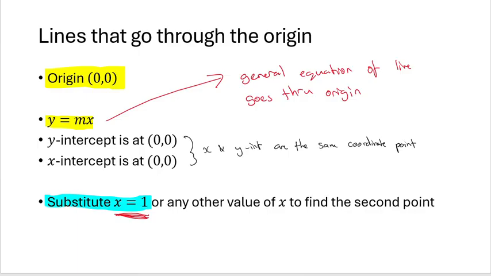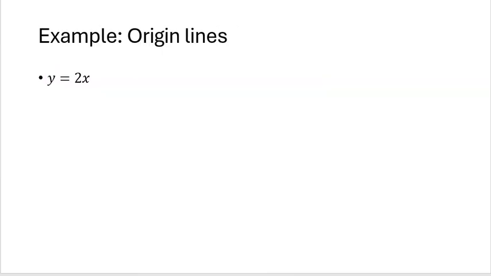Now, if you remember, based on what I've told you, you need two coordinate points to be able to draw a line, yeah? This is not possible right now because I've only got one point available. So how you're going to find the second point is to substitute x equals 1. X equals 1 is the easiest value that you can substitute, okay? So substitute x equals 1 into your equation, into your rule. And that is how you're going to find the second point. I'll show you how to do that right now.